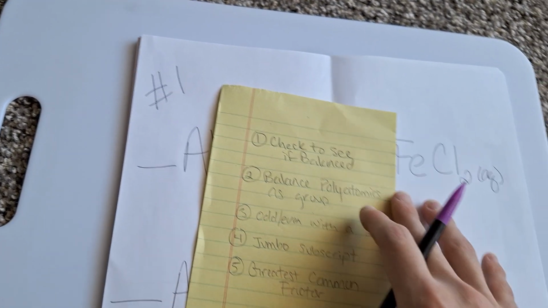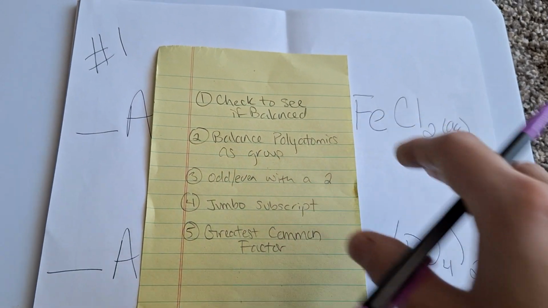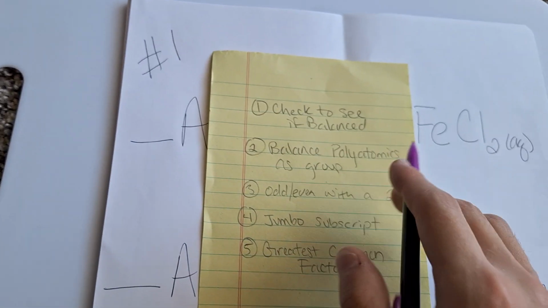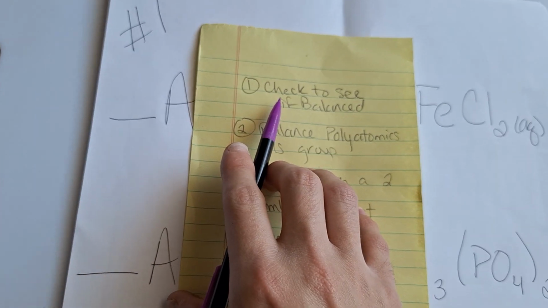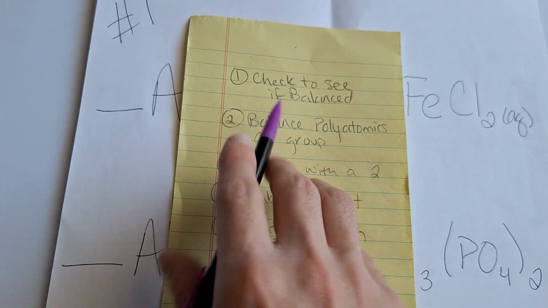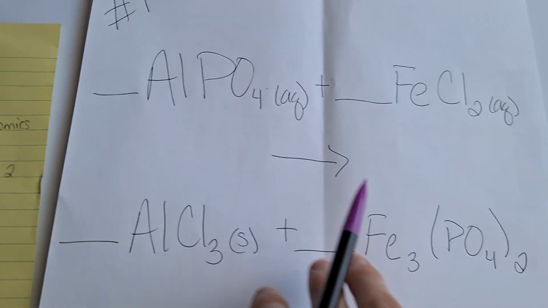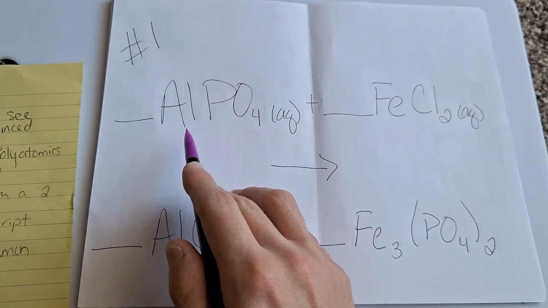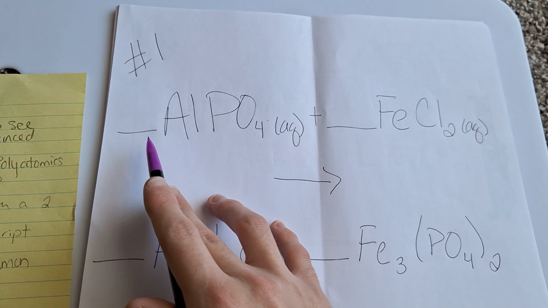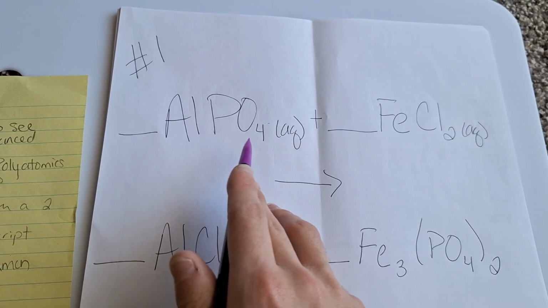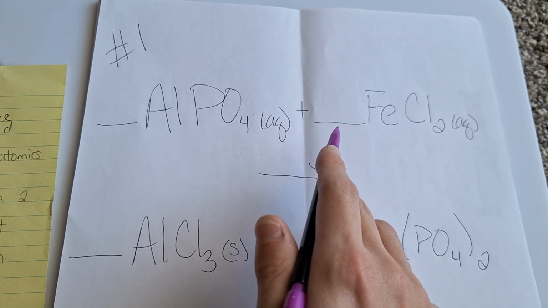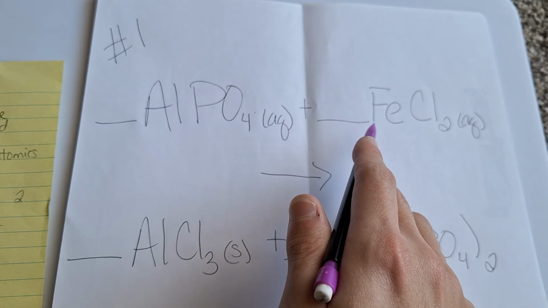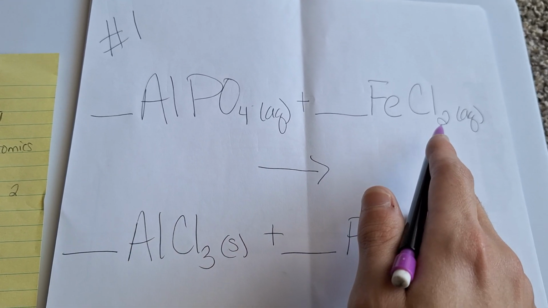So these were the list of rules that she gave us when I was in school learning it. Whenever you're given the equation, the first thing we have to do is check to see if it is balanced. So if we look at your first problem, you have some number of aluminum phosphate in an aqueous solution plus some number of iron 2 chloride.